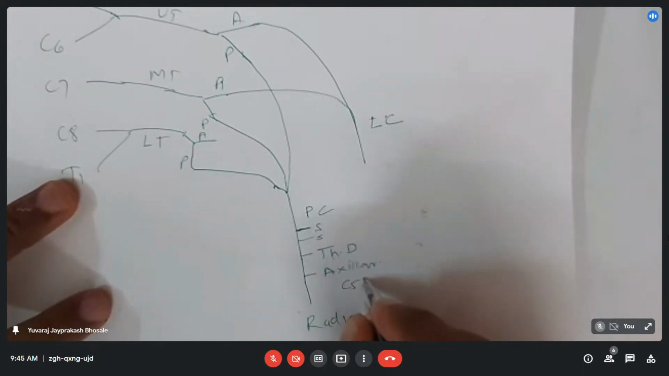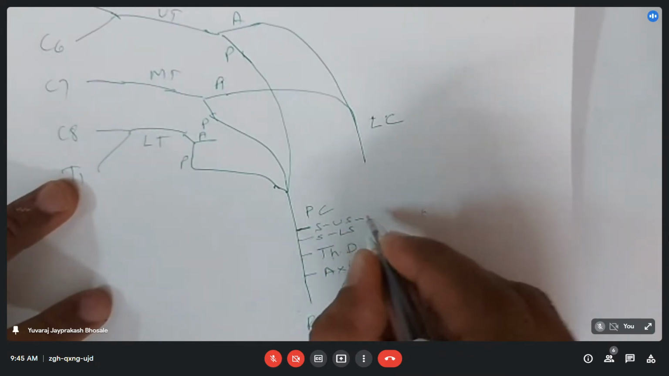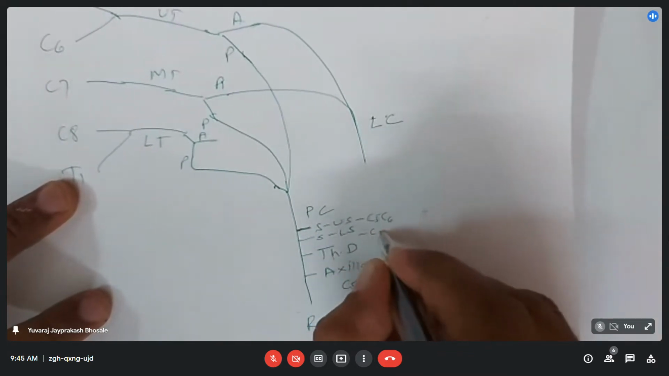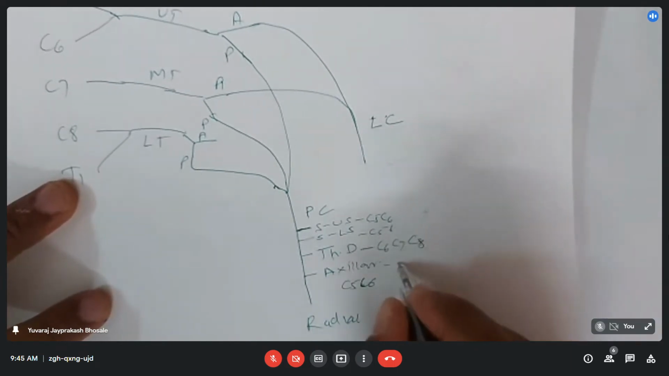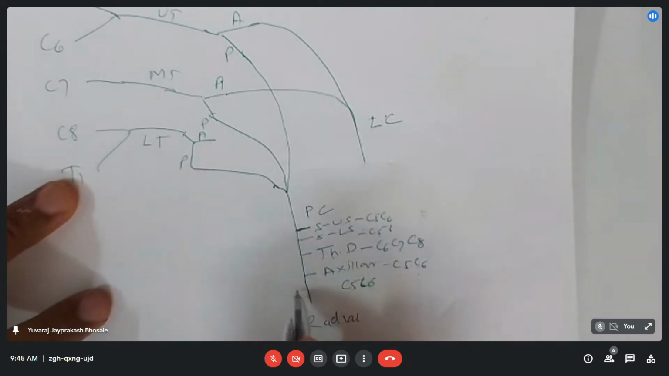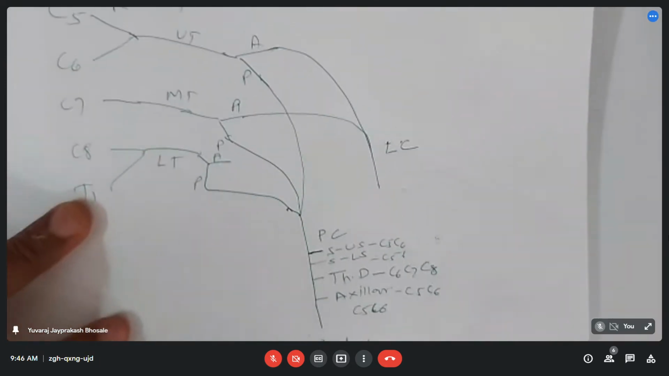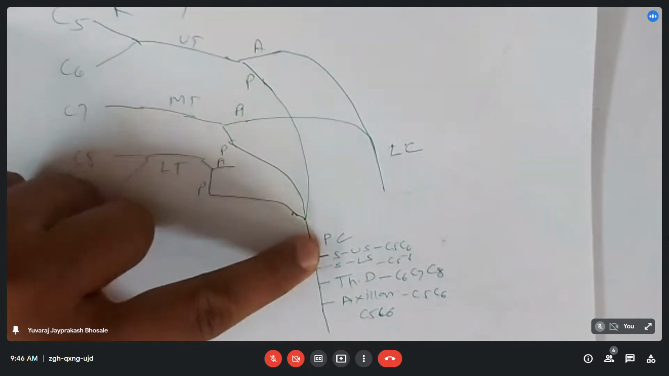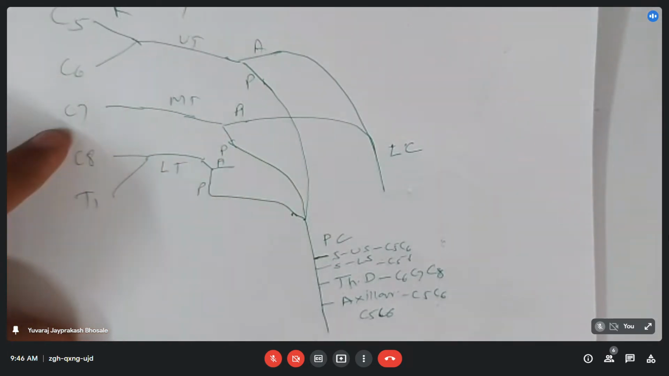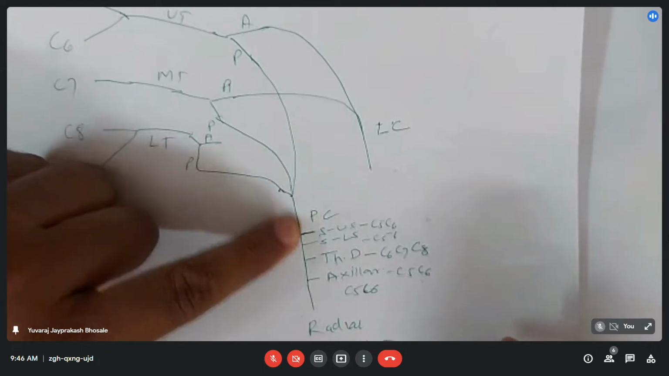So axillary has C5, C6 as root values, and upper and lower subscapular have C5, C6 as root value. Thoracodorsal nerve to latissimus dorsi has C6, C7, C8. Axillary has C5, C6. But radial gets fibers from C5, C6, C7, C8 and T1. Others only carry C5, C6 fibers, but C7 is also coming to the posterior cord, and C8, T1 are also coming to the posterior cord.